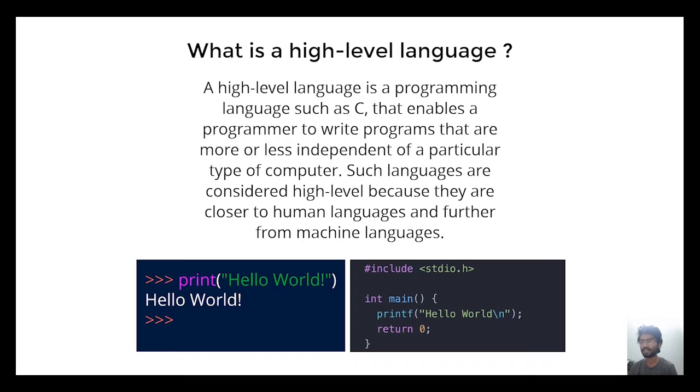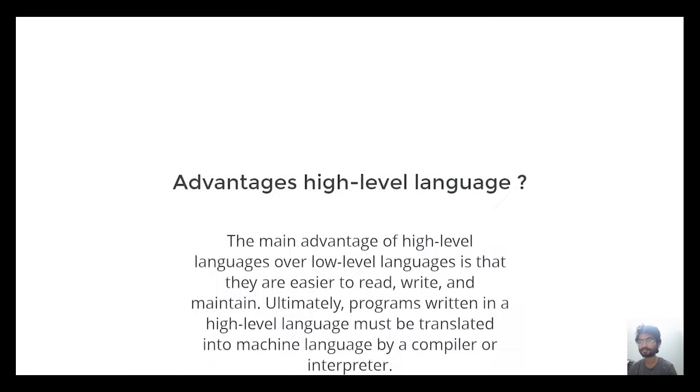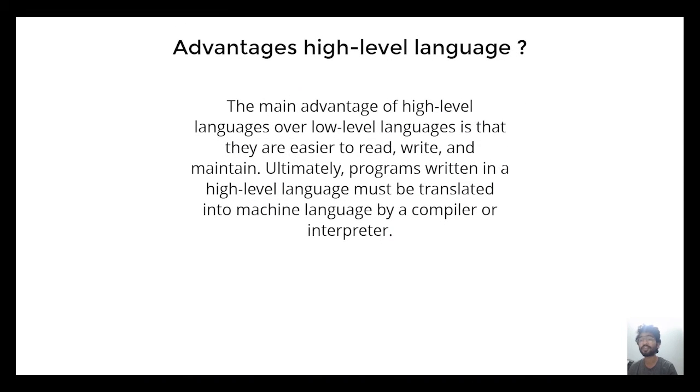For example, here we have written a simple hello world program in two languages. This is Python and this is C. These programs are written in English. Advantages of a high level language: the main advantage of a high level language over low level language is that they are easier to read, write and maintain. Ultimately, these programs can be compiled for various machines.